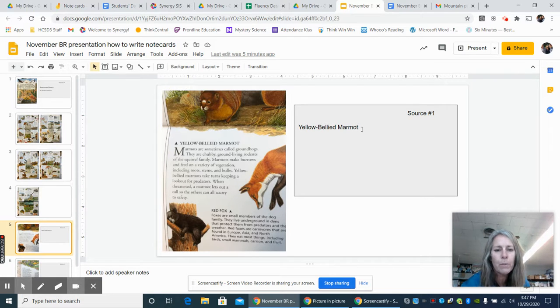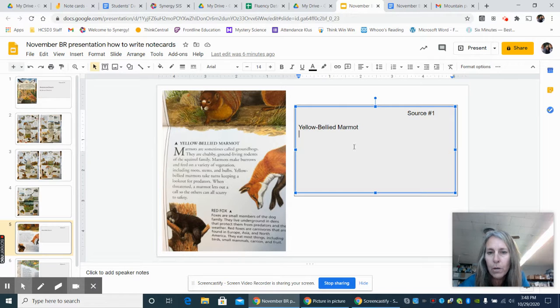The only thing I'm going to put on each different note card is one topic. So the only thing I'm writing about on this note card is about yellow-bellied marmot. So as you can see here, I zoomed in on it. It says marmots are sometimes called groundhogs. They are chubby, ground-living rodents of the squirrel family. Marmots make burrows and feed on a variety of vegetation, including roots, stems, and bulbs.